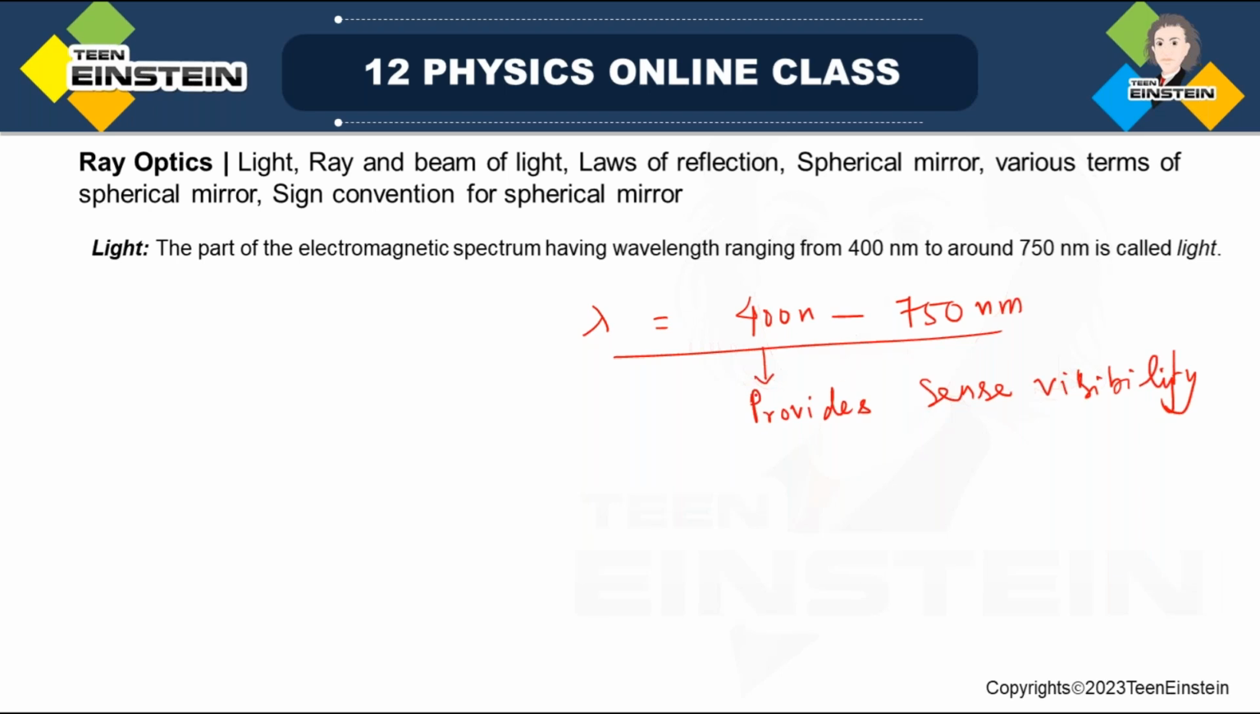And what more about light? It has a speed in vacuum, you know, 3 into 10 to the power 8 meter per second. This is the highest speed attained so far. The speed of light is the highest speed attainable in nature. Nothing can go faster than light so far. Okay, so this is about light.